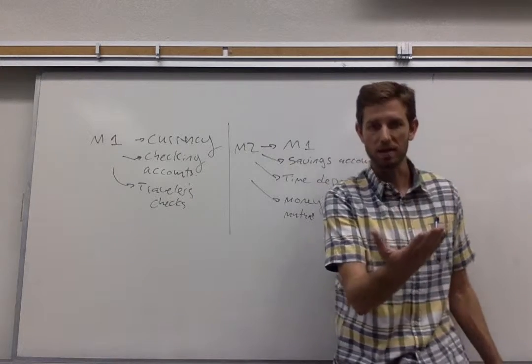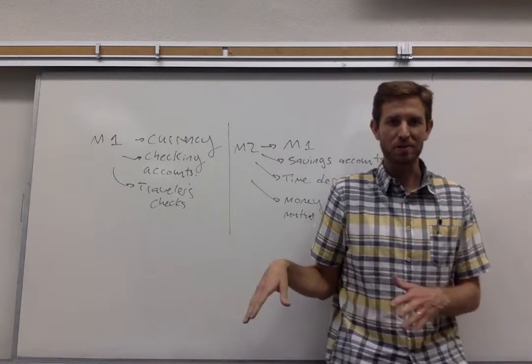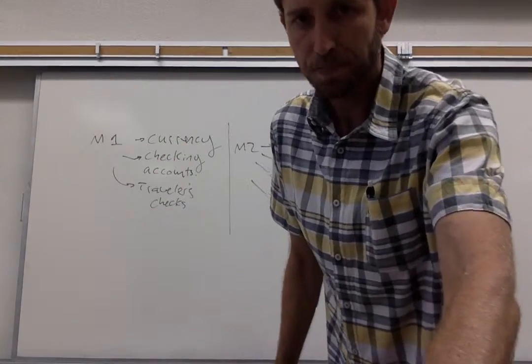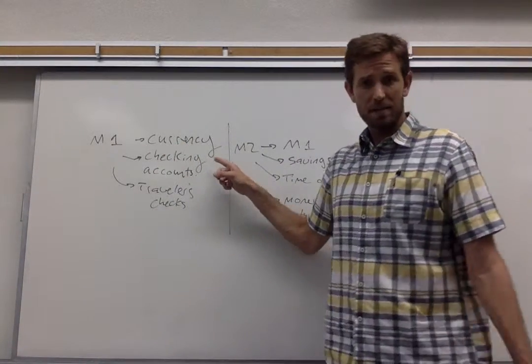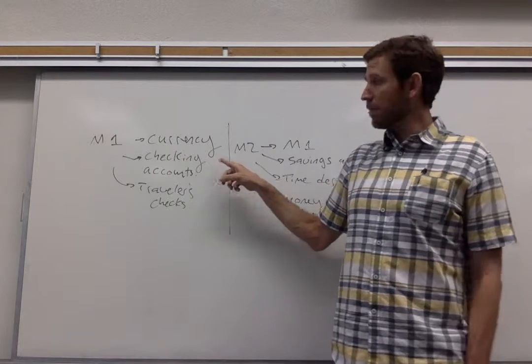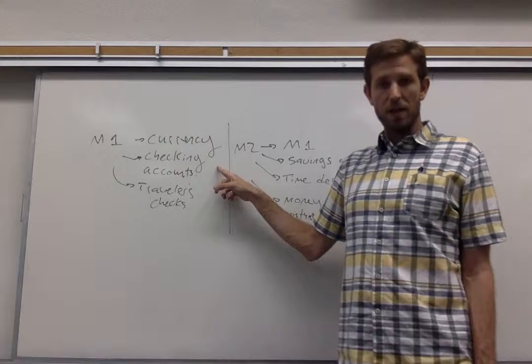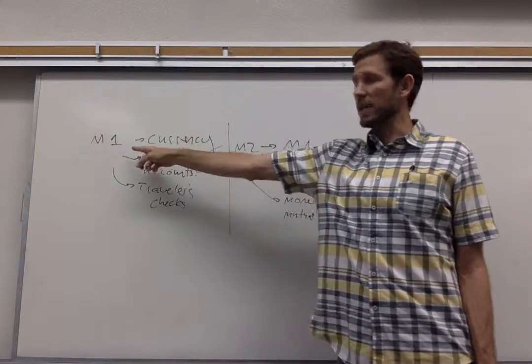So the money in your wallet, the money that you've got hidden under your mattress or something like that, that's the currency held by the general public. In addition to that, the value of all that money deposited in checking accounts at various banks is included in the money supply, and it's included in M1.